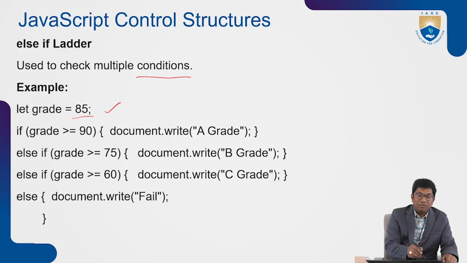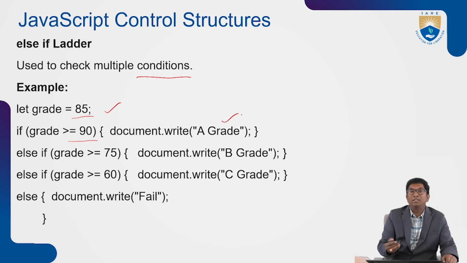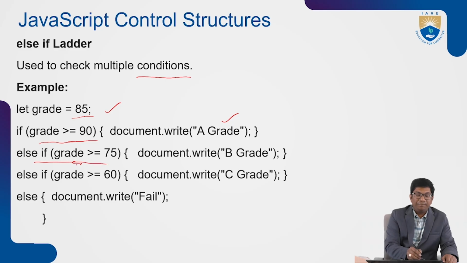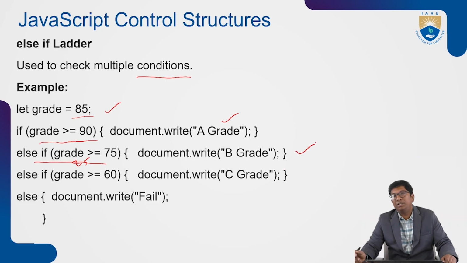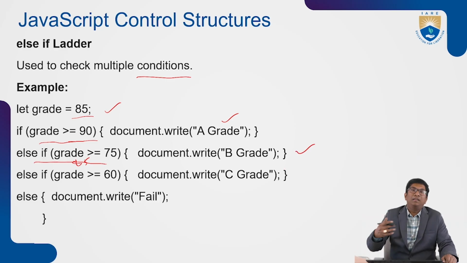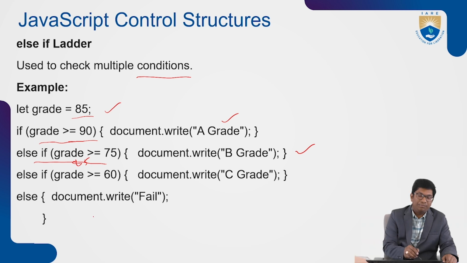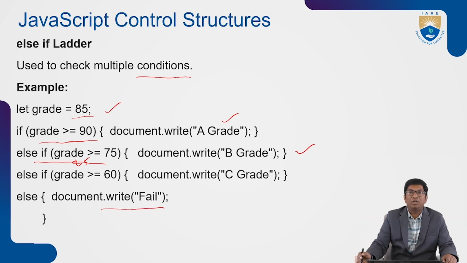Grade is greater than or equal to 90, that is A grade. If the condition is true, it displays A grade. If the condition is not satisfied, it goes to the else if condition. Else if, else if, else if. So else if: 85 is greater than or equal to 75, true. Then it executes the output: he got B grade for that subject. Like that, we can write any number of else if statements and check the conditions. If all the conditions fail, then it goes to the end, that is the else block: document.write fail.